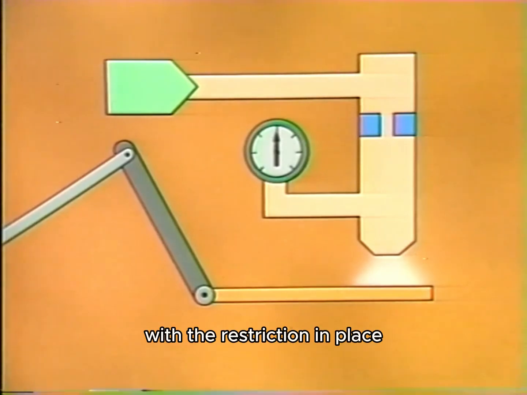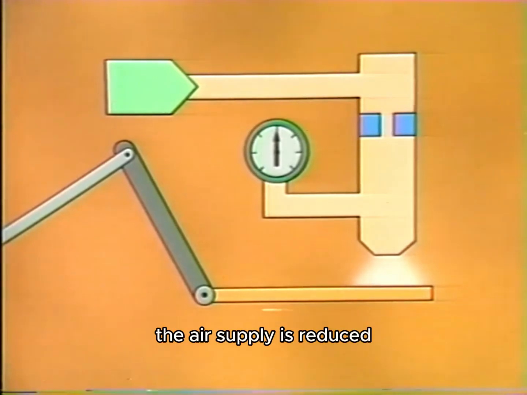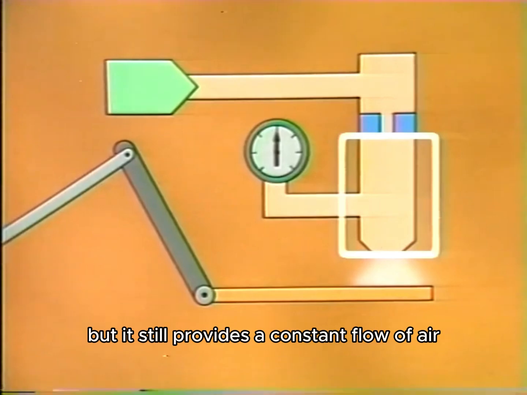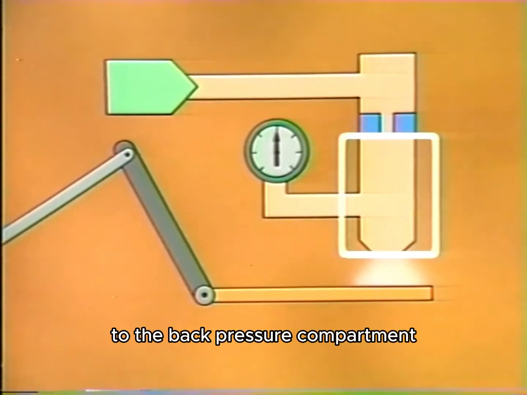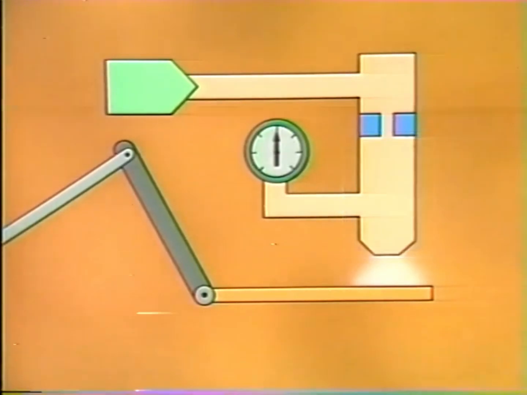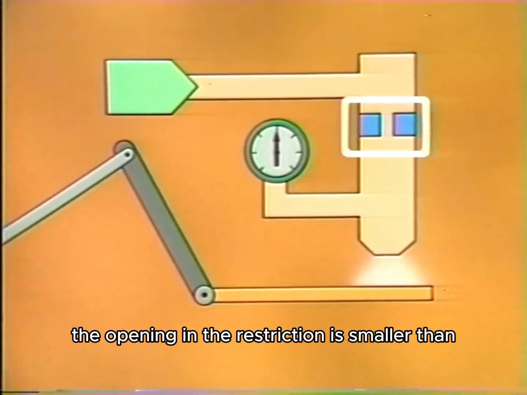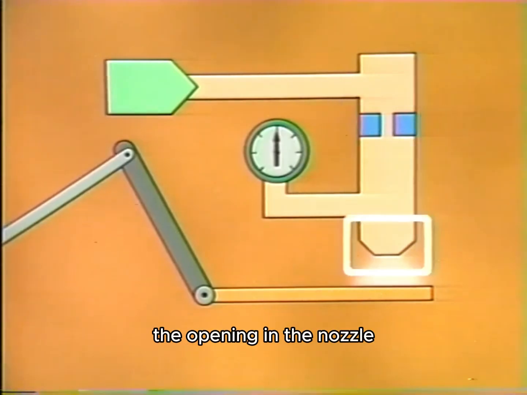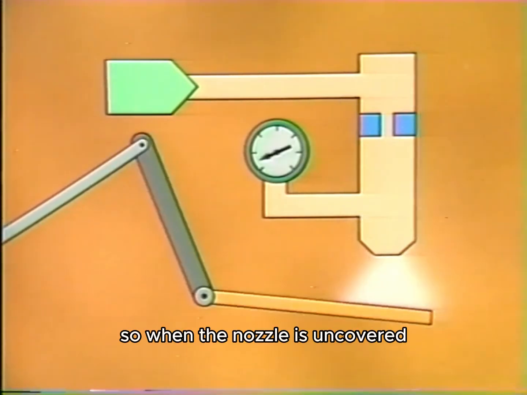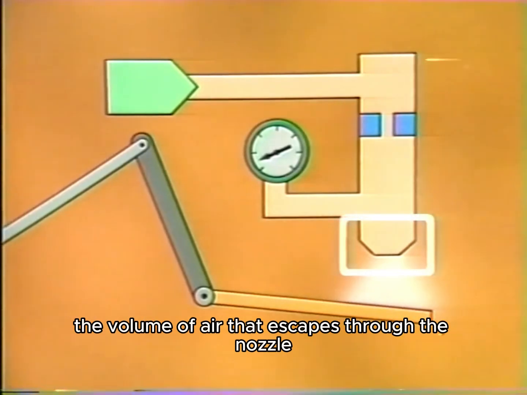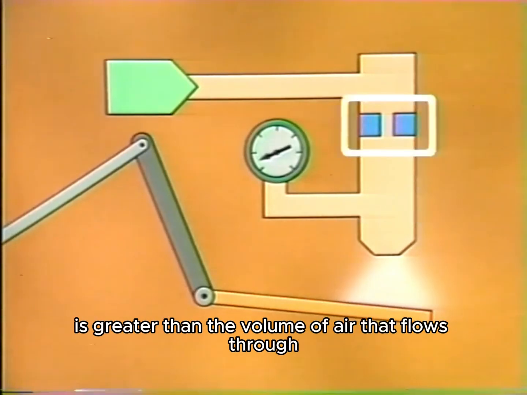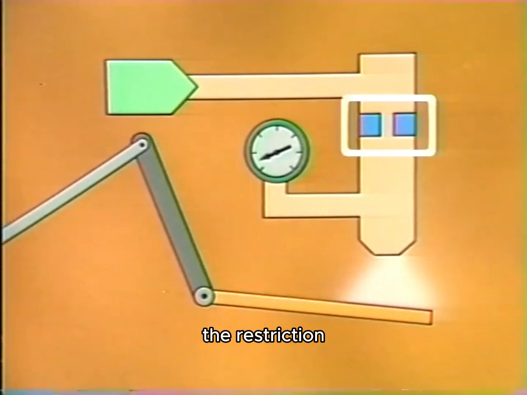With the restriction in place, the air supply is reduced, but it still provides a constant flow of air to the back pressure compartment. The size of the opening in the restriction is smaller than the opening in the nozzle. So when the nozzle is uncovered, the volume of air that escapes through the nozzle is greater than the volume of air that flows through the restriction.